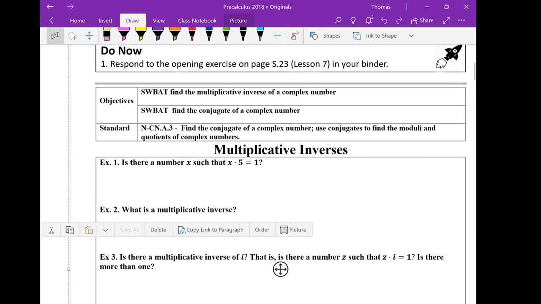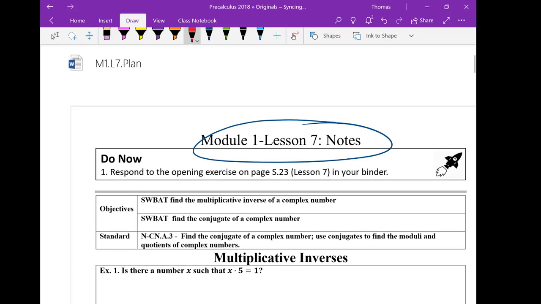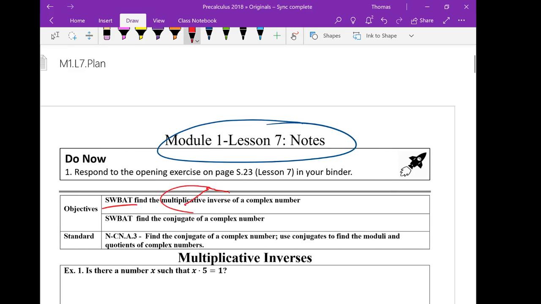Hey pre-calculus students, this is our 7th lesson in our first module. I'm going to go kind of quickly today. We basically had two big takeaways. Students will be able to find the multiplicative inverse of a complex number, and they'll also be able to find the conjugate of a complex number. So I'm going to keep this video kind of brief. We may cut out some of the stuff just in the interest of time.